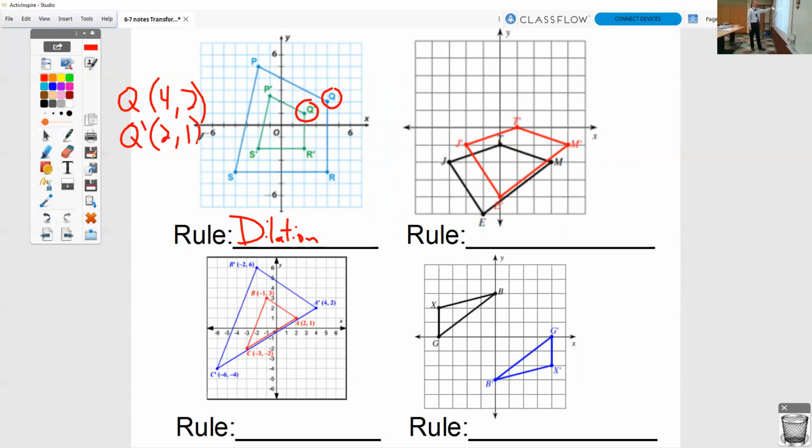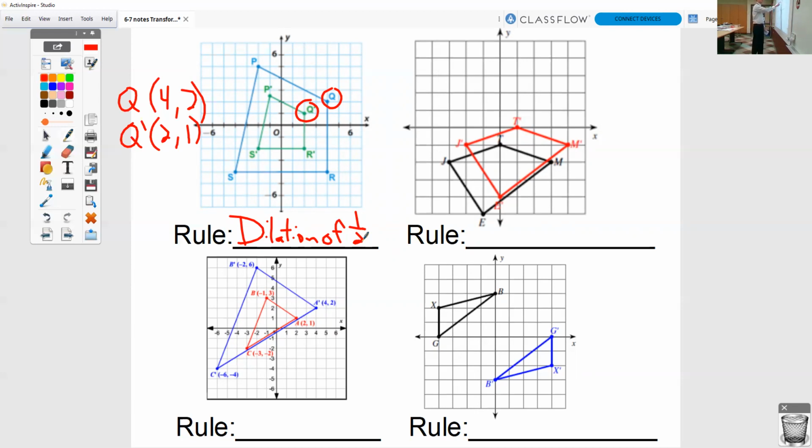So how did I get from 4 to 2? How do I get from 2 to 1? Because you're going from Q to Q prime. Well, 2 is half of 4. 1 is half of 2. So this is really a dilation of 1/2. If you wanted to say 0.5, that would be fine as well.